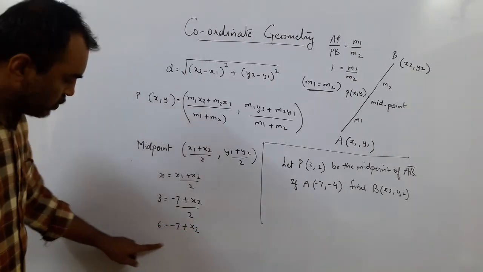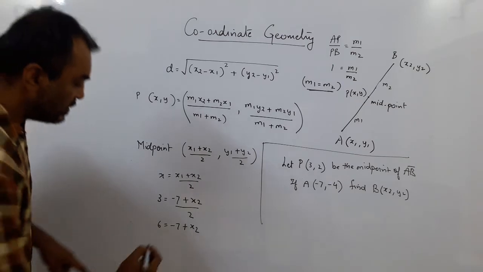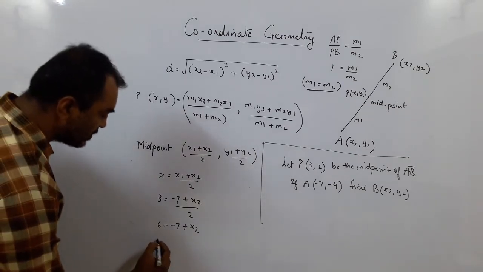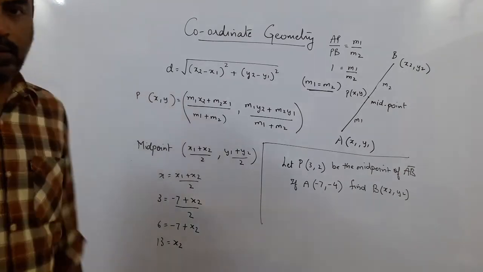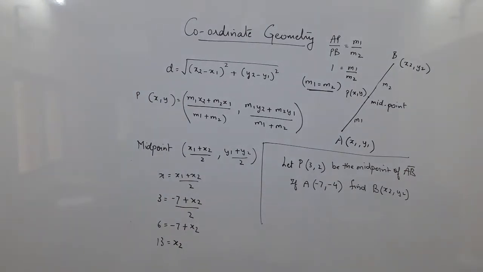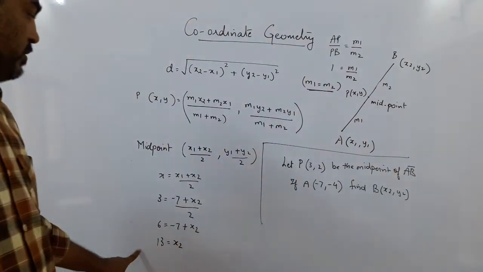And minus 7 goes on the right side. So minus 7 plus 6 becomes plus 7. So 7 plus 6 is 13. So 13 equal to x2 means the x coordinate of B is 13.